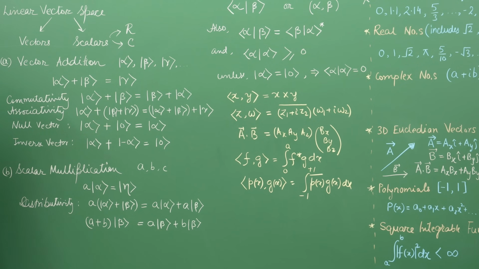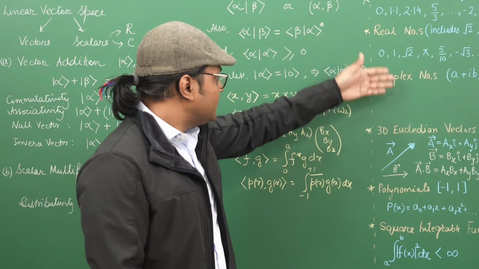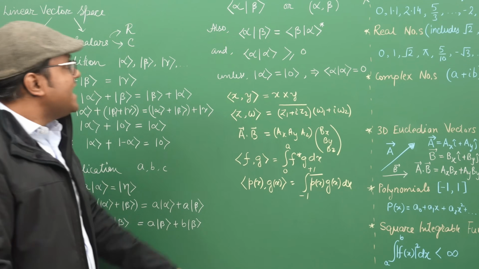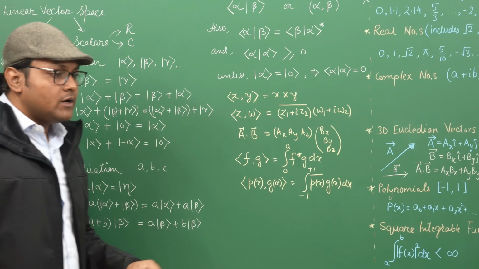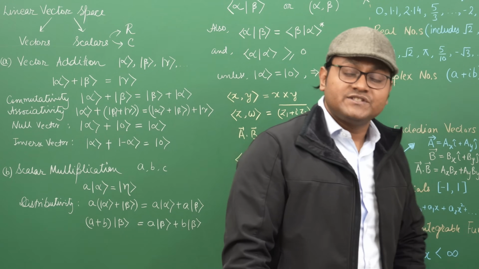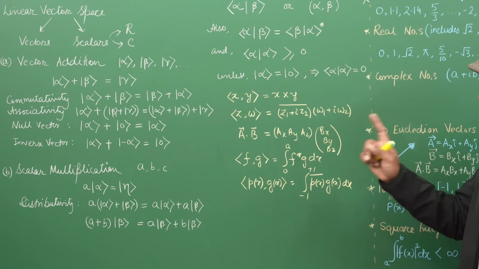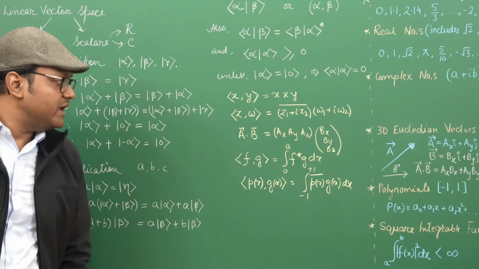This is how we can define an inner product for all these different examples, whether real numbers, complex numbers, 3D Euclidean vectors, polynomial space, or square integrable functions. So a well-defined inner product is very, very necessary for us to define a mathematical space as a Hilbert space. But the moment we define an inner product, we come up with other kinds of concepts, concepts related to orthogonality, concepts related to length. So this leads to the third important criteria for what Hilbert spaces are.